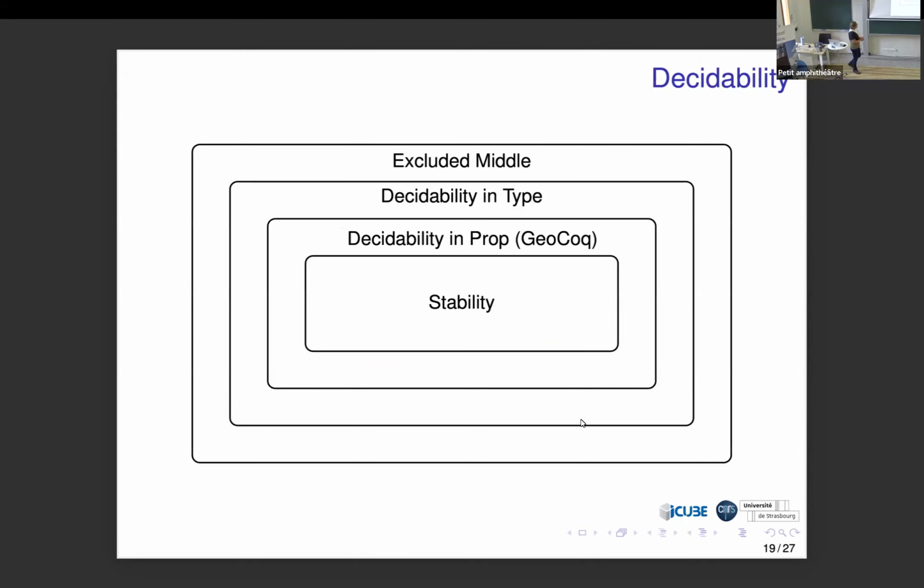So here's a nice picture trying to explain what's going on. So you have the excluded middle, which is something very strong. Then you have decidability in a type, which is something a bit less strong. And then you have decidability in Prop, which is what is assumed in Rocq. This is what the point equality says. And then you have the concept of stability, which is something that's strictly weaker than decidability.